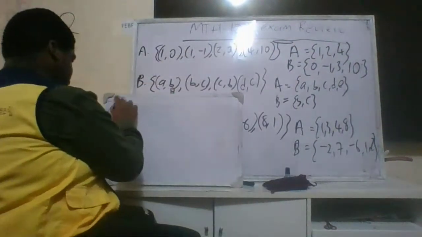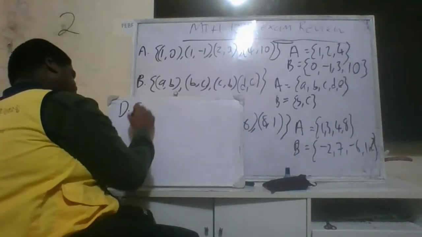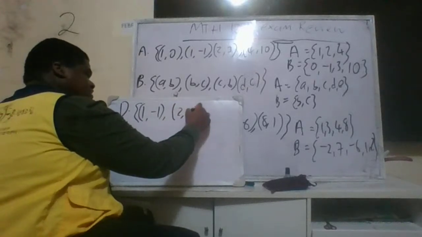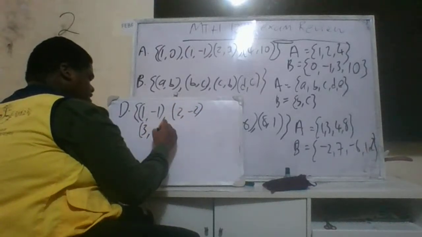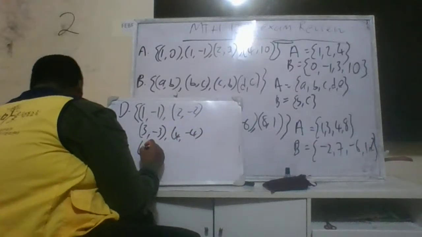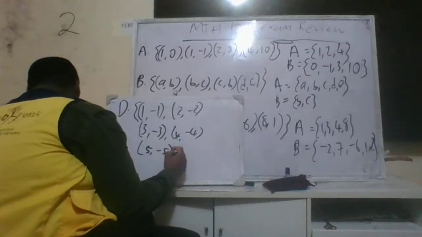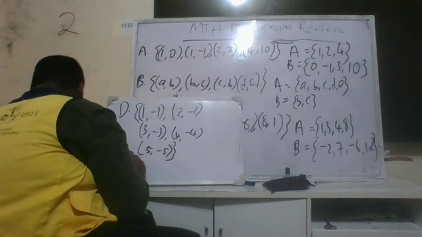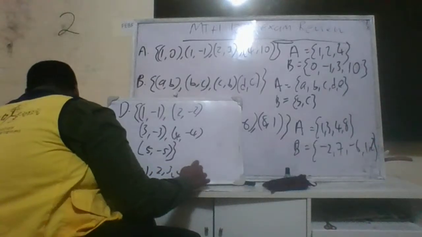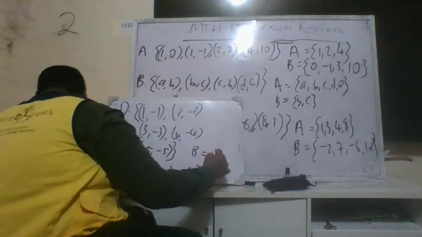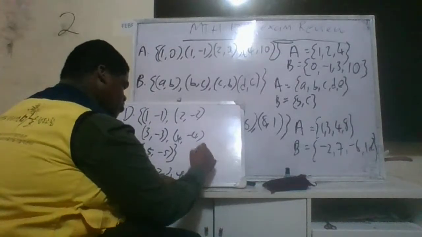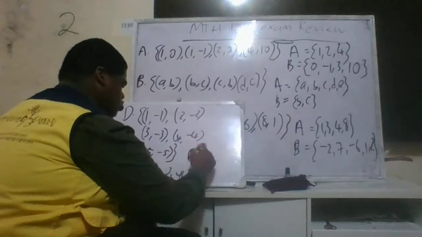While option D: 1 is mapped to -1, 2 is mapped to -2, 3 is mapped to -3, 4 is mapped to -4, and 5 is mapped to -5, where A is equal to 0, 1, 2, 3, 4, 5, and B is equal to, well, they don't even give B, they said A again, but let's just assume it's a typo and it's supposed to be B.